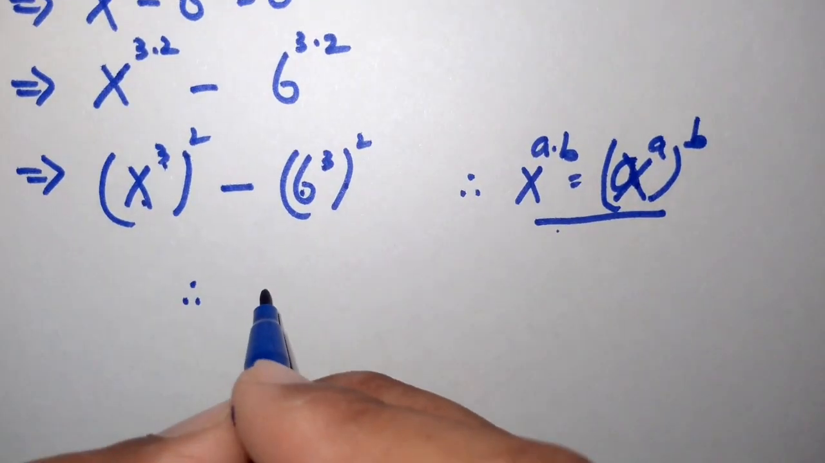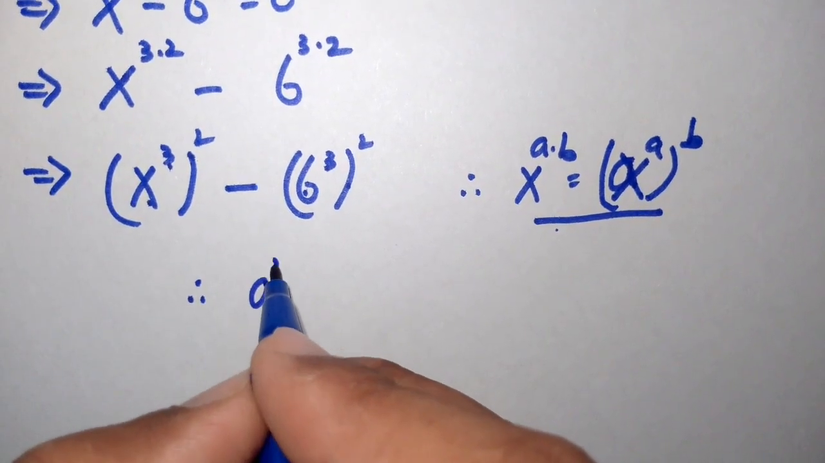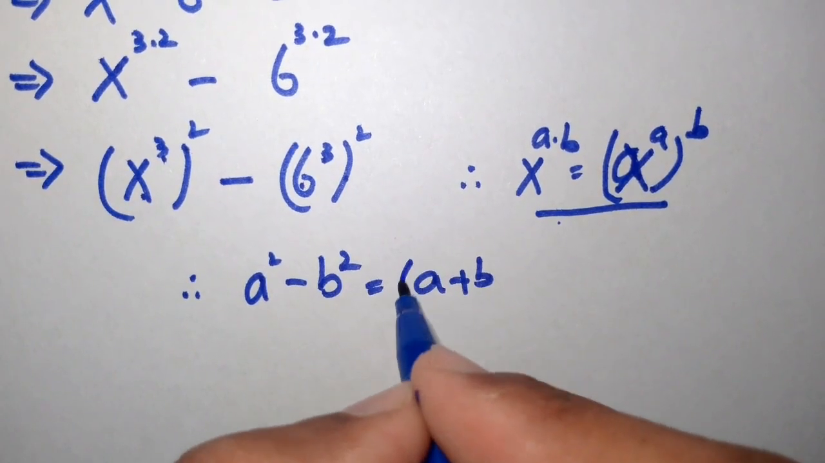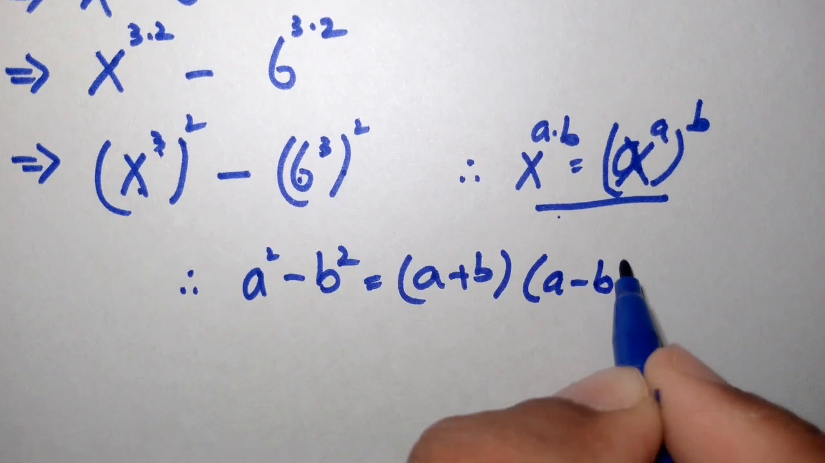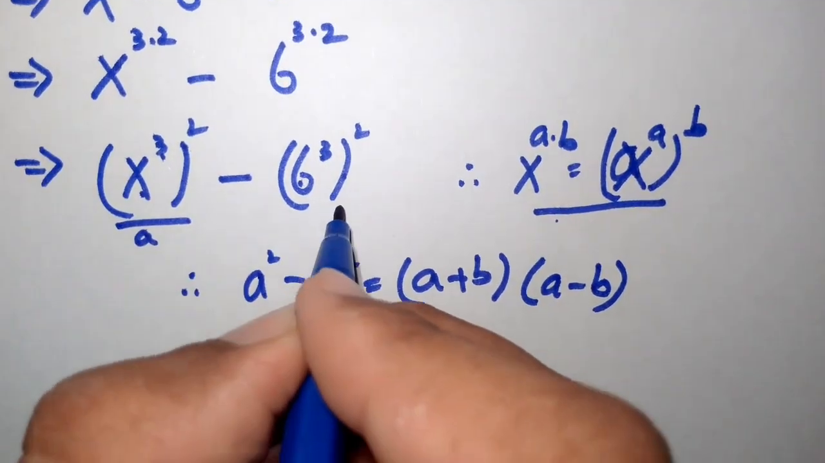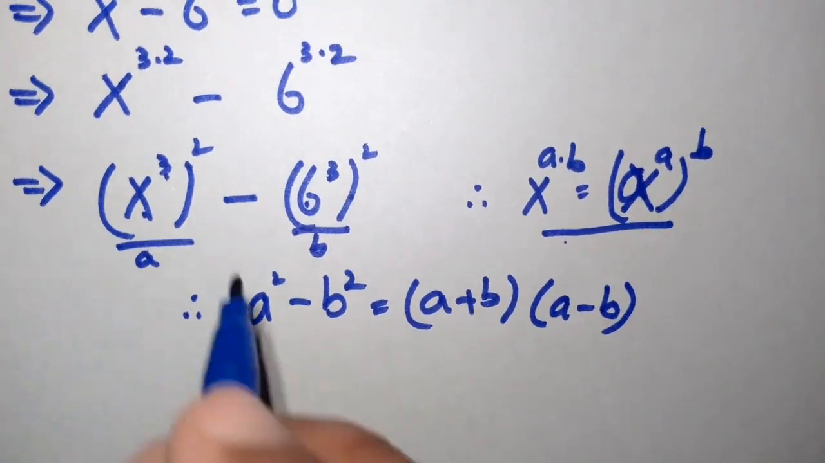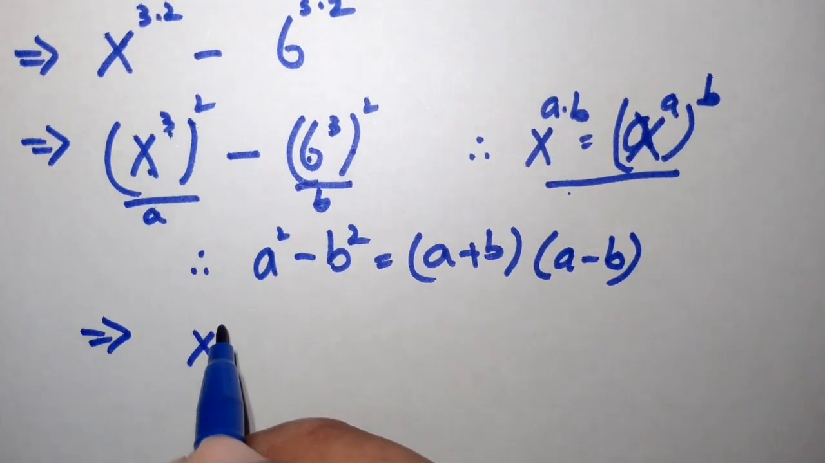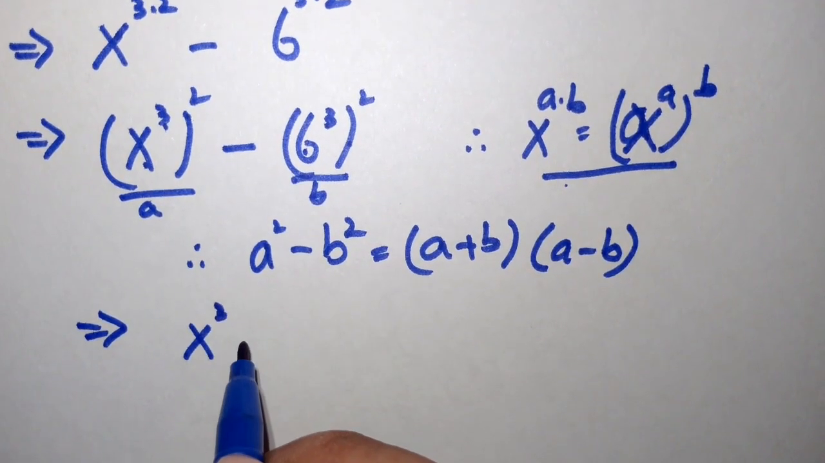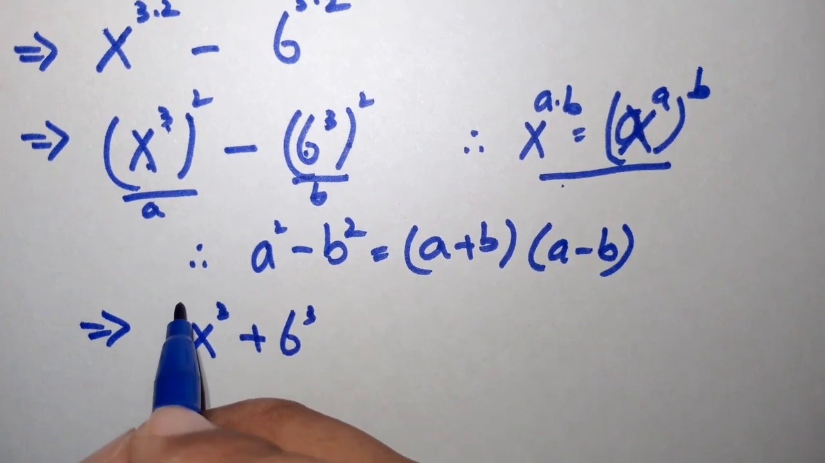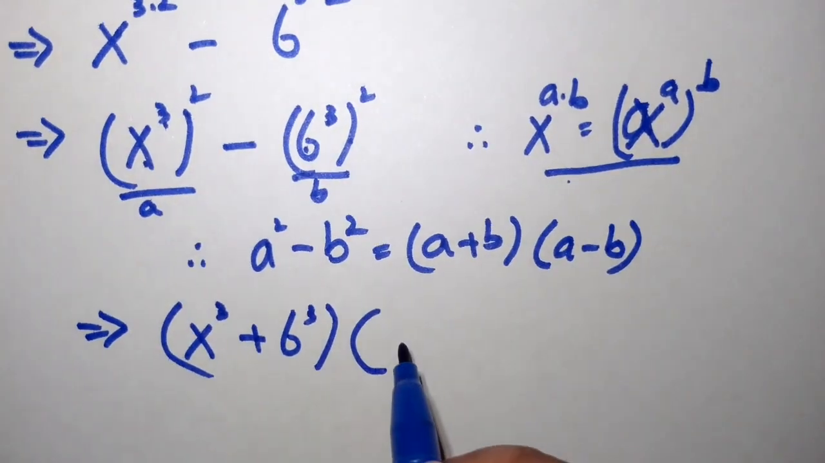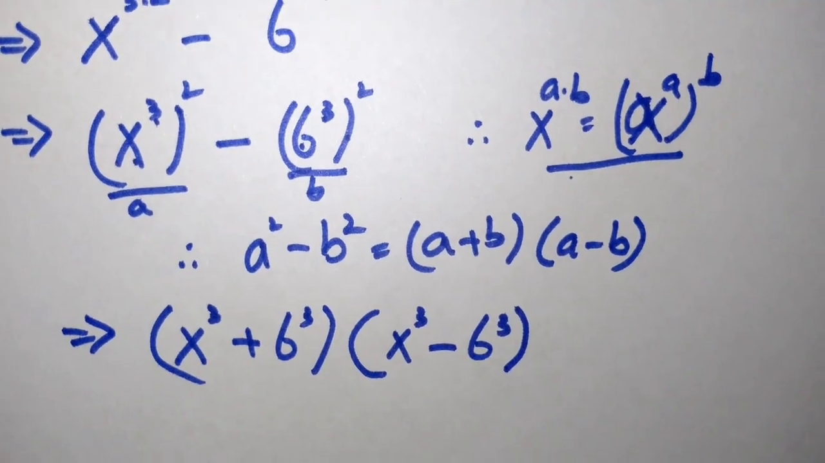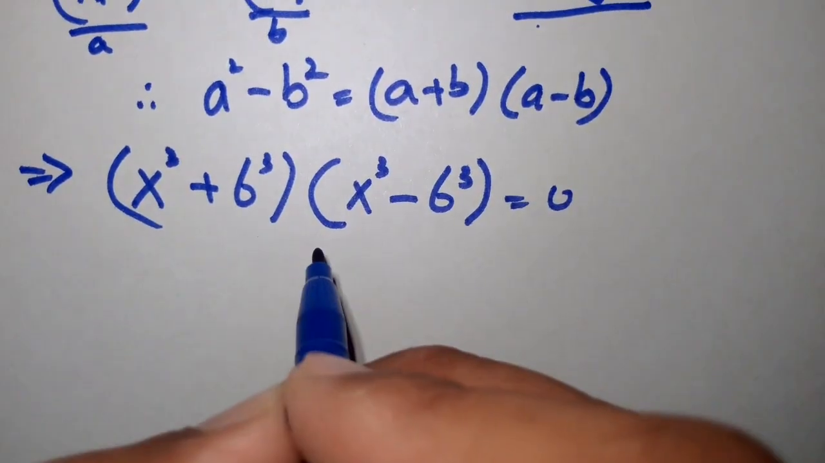We know that a square minus b square is equal to (a plus b) into (a minus b). So this will act as a and this is just like b. So we have to apply this identity here. This will become (x^3 + 6^3)(x^3 − 6^3) is equal to 0. Here we have two cases.